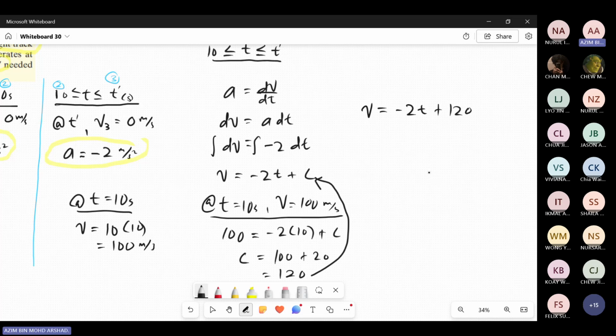This is why you cannot just assume that c equals 0, because c isn't always 0. There are many other times where c is not 0, so you have to do this evaluation every time. You cannot just assume that c will always equal 0. So we write this down here: v equals negative 2t plus 120. Okay, any question?